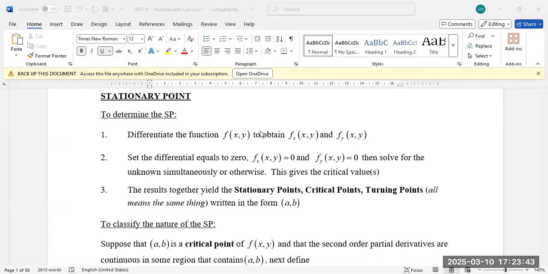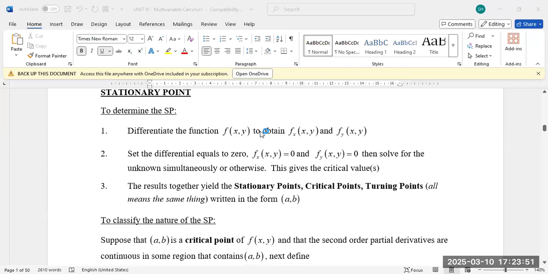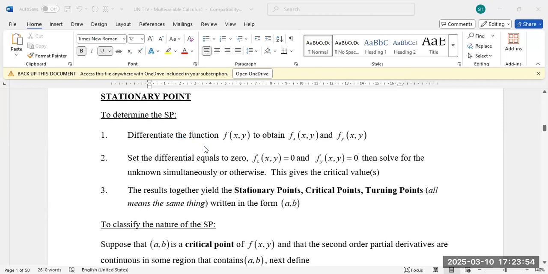So stationary point. Remember now, to determine the stationary point of a multivariable function, we are going to differentiate the function f of xy. And when we differentiate the function f of xy, we should get 6 things. Always remember. We should calculate 6 things. There are 6 calculations that we should have.